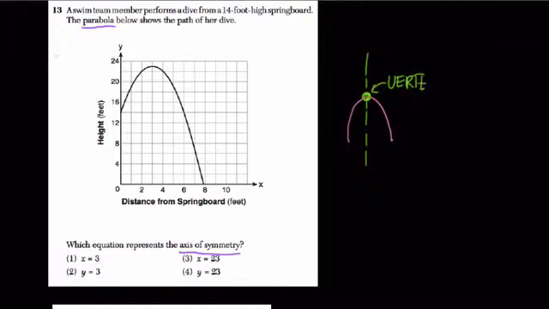If they ask you to label that, the vertex is the maximum point, or if you have a parabola like this, then the vertex is the minimum point, right? But either way, the parabola is symmetrical about this axis right here. It's the line of symmetry or the axis of symmetry, and it splits your parabola in two equal pieces.